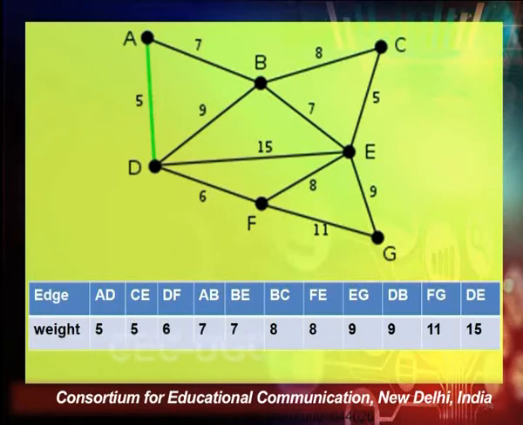Now coming to the next edge, which is EG. EG we can safely include, because EG will not result in the formation of any cycle. But again, the next one is DB. The moment we introduce DB, we form a cycle A, B, D, A. Because the introduction of DB into our minimum spanning tree results in a cycle, we need to ignore the edge DB.